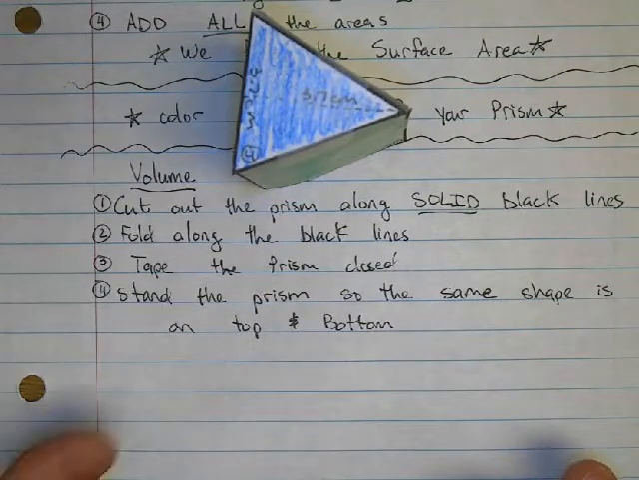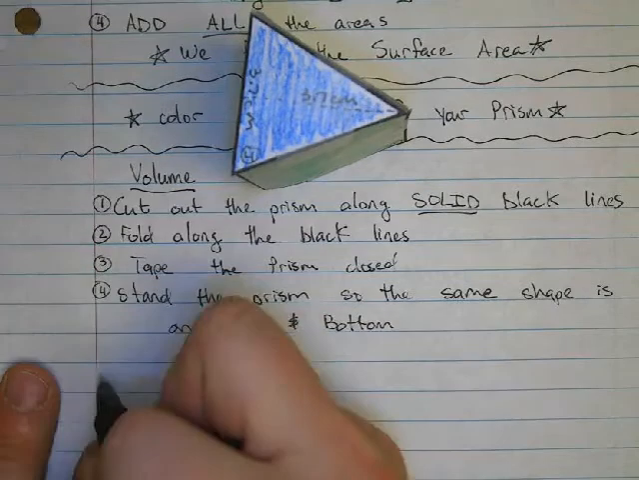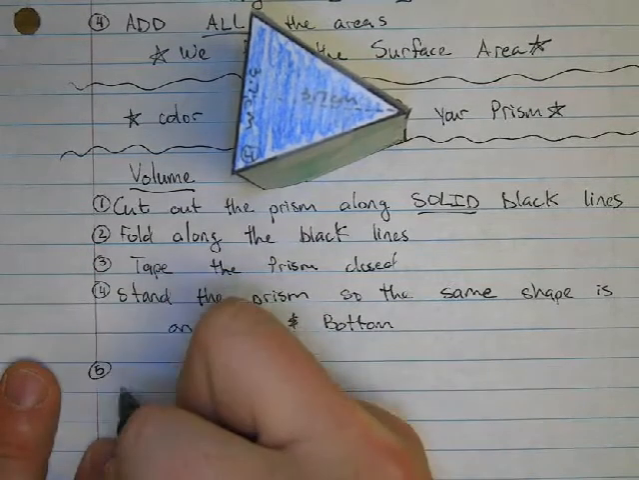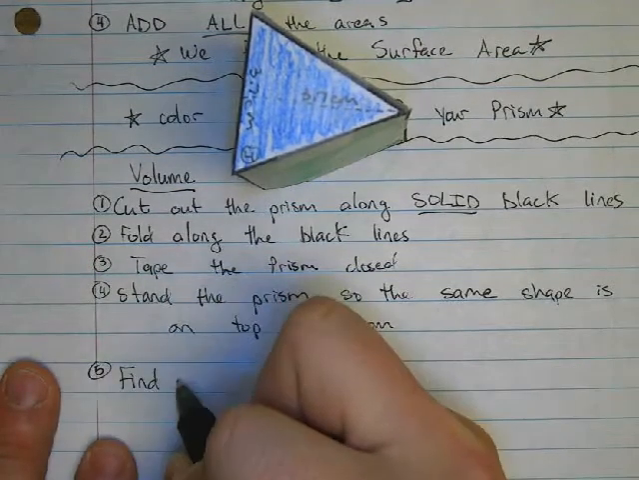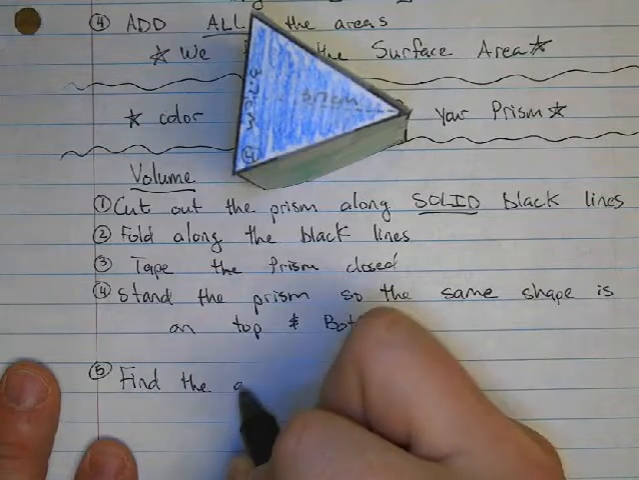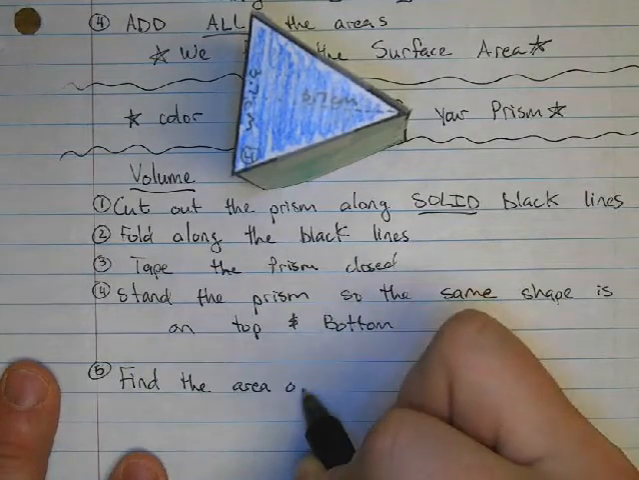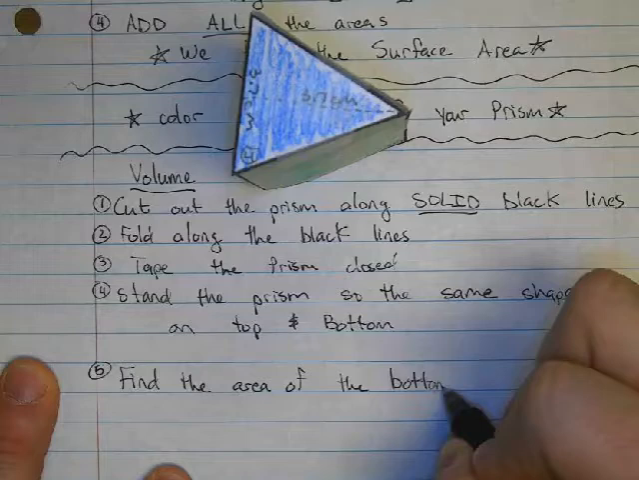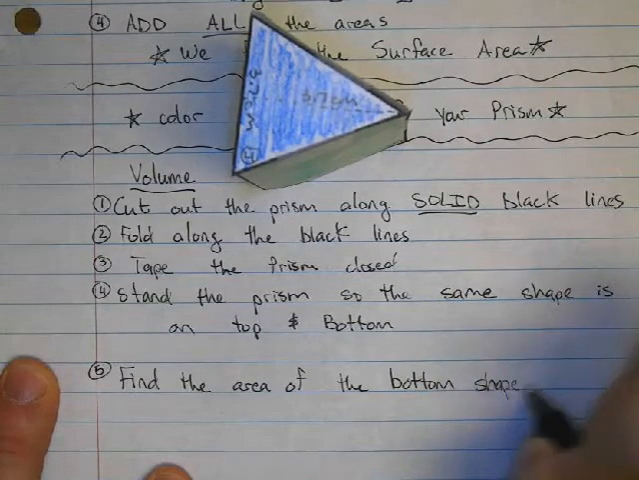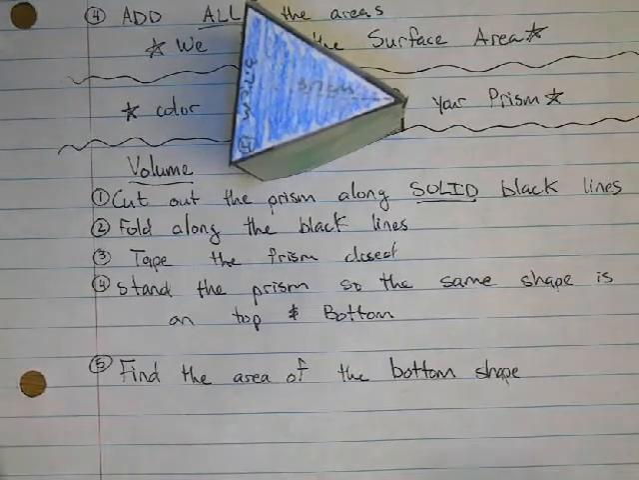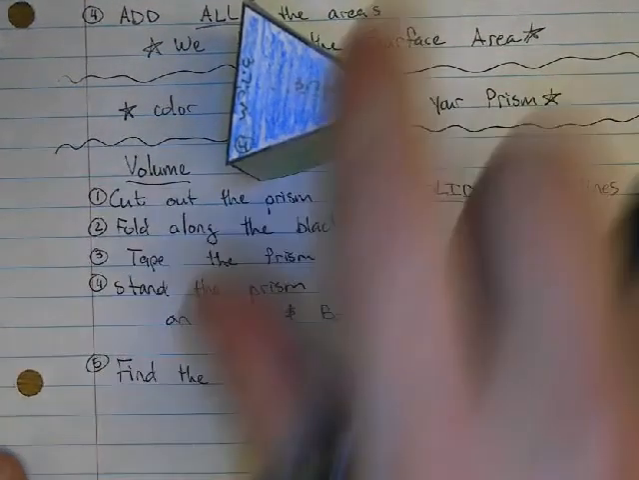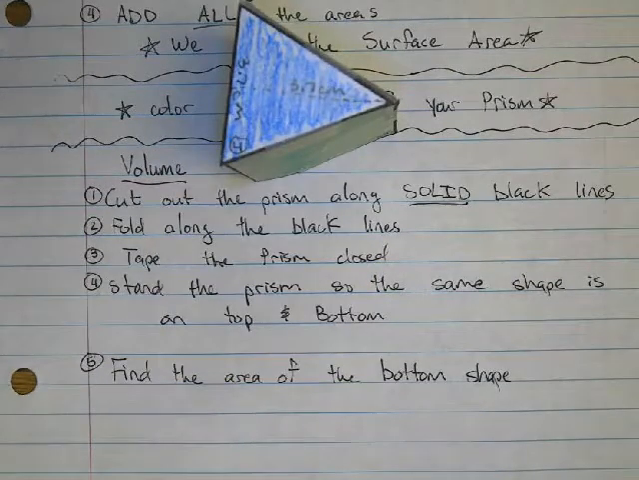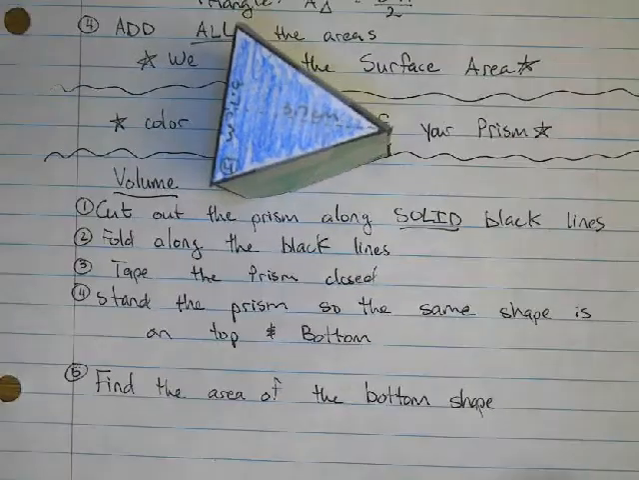Okay, now we're going to do our math. Step 5: find the area of the bottom shape. So my bottom shape is one of these triangles with a 3.7 base and a 3.7 height. So let's do our math on our other sheet of paper. So you can bring your assignment page back in.